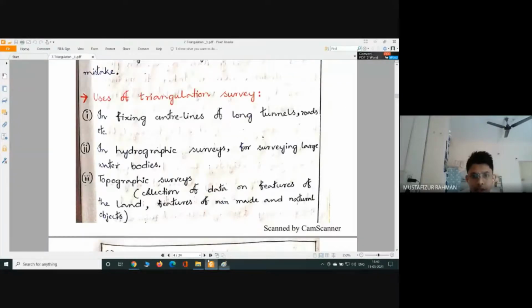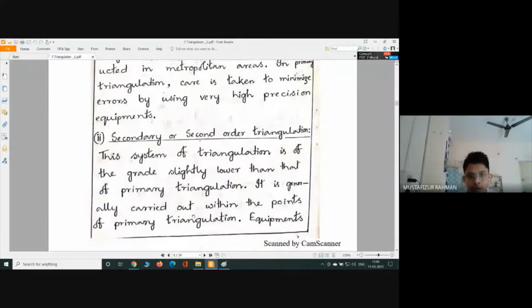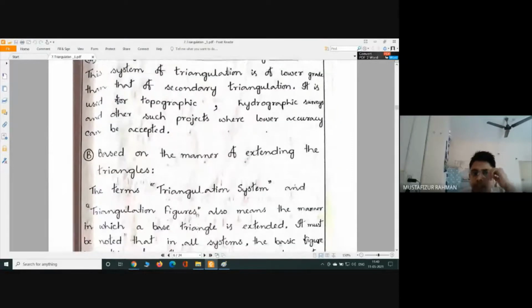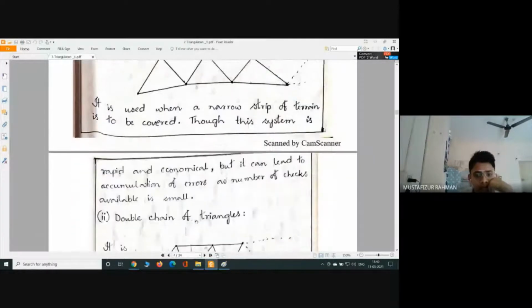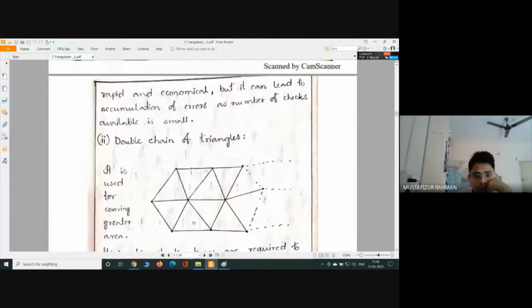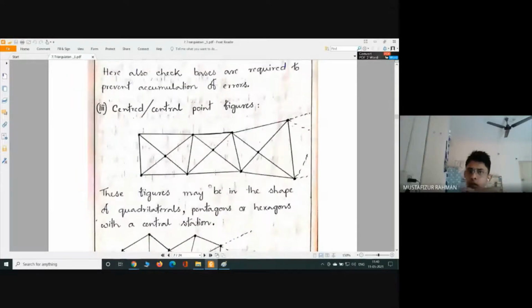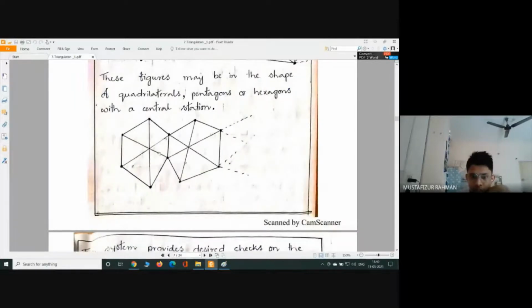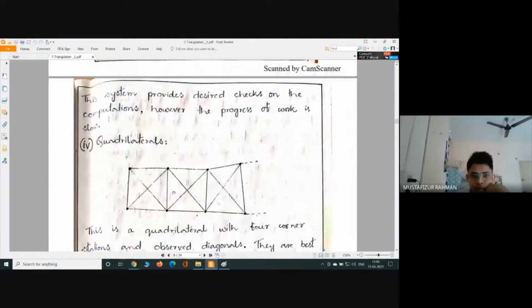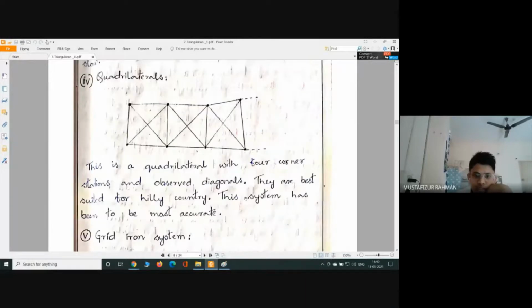I'll just show you here. This is primary, secondary, tertiary. Okay, so this is double chain of triangles. This is central point figures. It can be of any shape. Ultimately, we are getting some triangles. It can be quadrilateral. We are making measurements here, but we have triangles only ultimately.